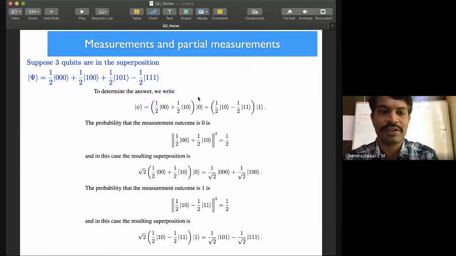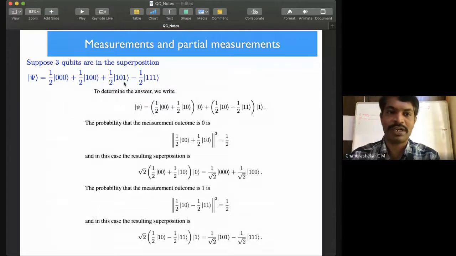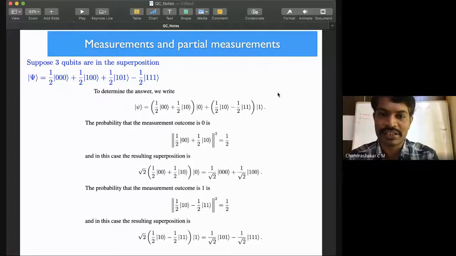And again here we have done the same thing. In the third and the fourth term, 1 is the common term in both. On the third qubit, I'm taking this out and rewriting them. So now the probability that the measurement outcome is 0 is this. It means that if I make a measurement on the third qubit, this is what I'm going to get.